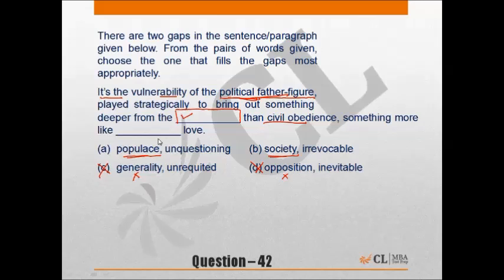Something more like dash love, something more like irrevocable love or unquestioning love. Only if it is unquestioning love will you follow blindly what your political father figure is saying. So between the two, I am more inclined towards choice A as the correct answer. Irrevocable love does not make sense to me. In the context, unquestioning love is a better option than irrevocable, something which cannot be reversed. Okay? So the correct answer is choice A.